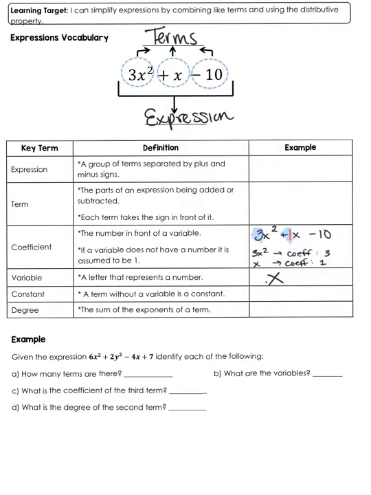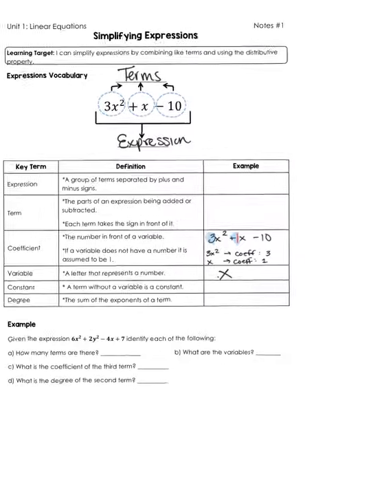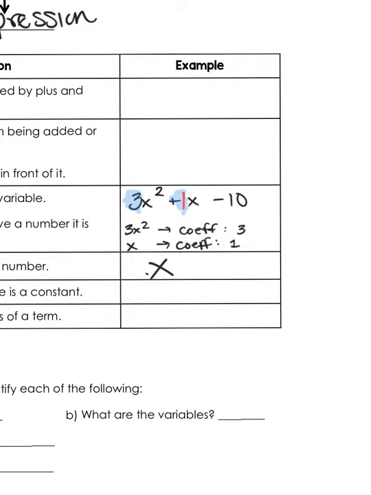The next one is a constant. A term without a variable is called a constant. So in our expression, 3x squared plus x minus 10, my term without a variable is the minus 10 at the end. That's my constant.